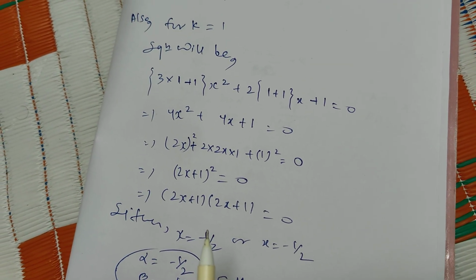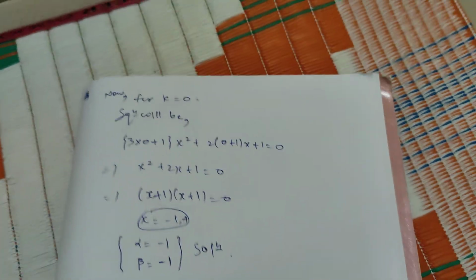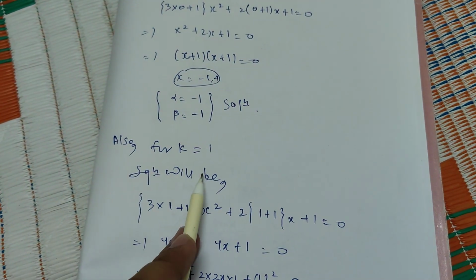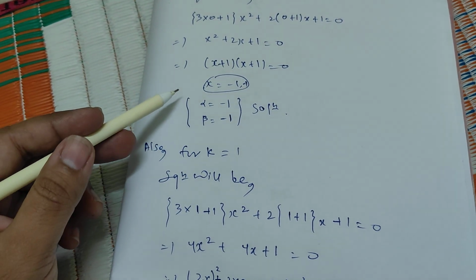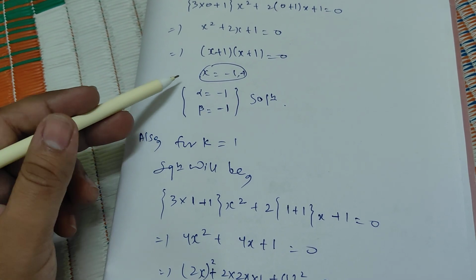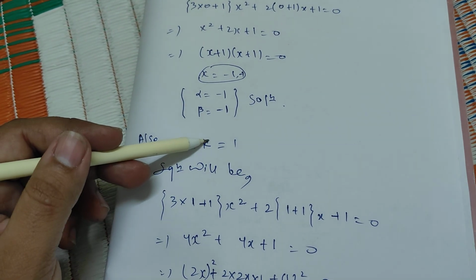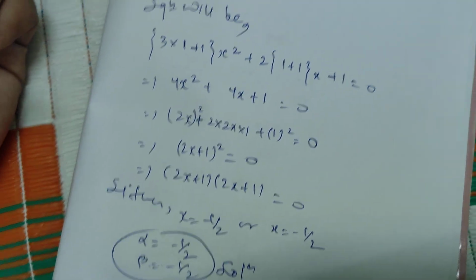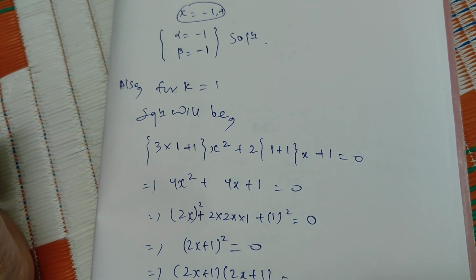So in both scenarios we have two values of k, that is k equal to 0 and k equal to 1. Corresponding to the value of k equal to 0, the roots are equal and real, that is alpha equal to -1 and beta equal to -1, and corresponding to the value of k equal to 1, alpha equal to -1 by 2 and beta equal to -1 by 2. This is the complete solution of the given question.